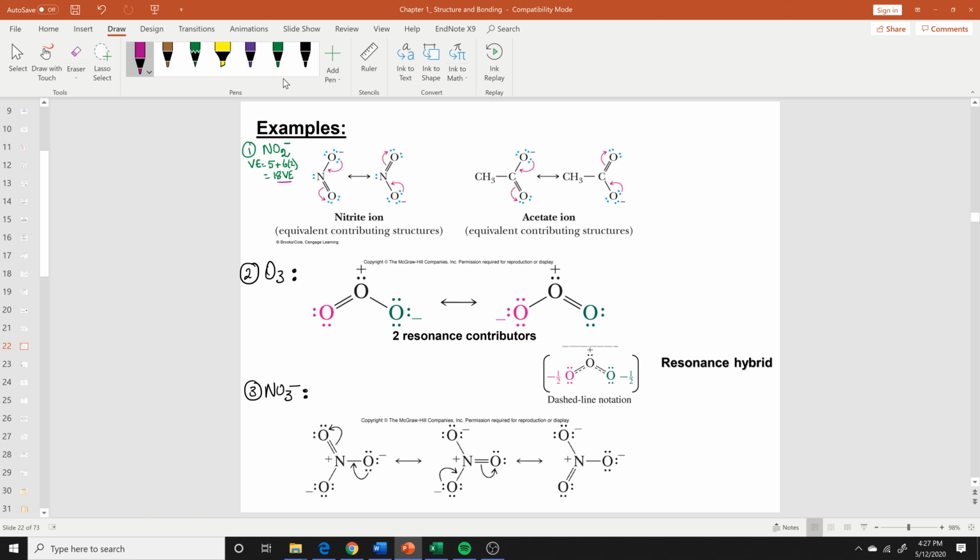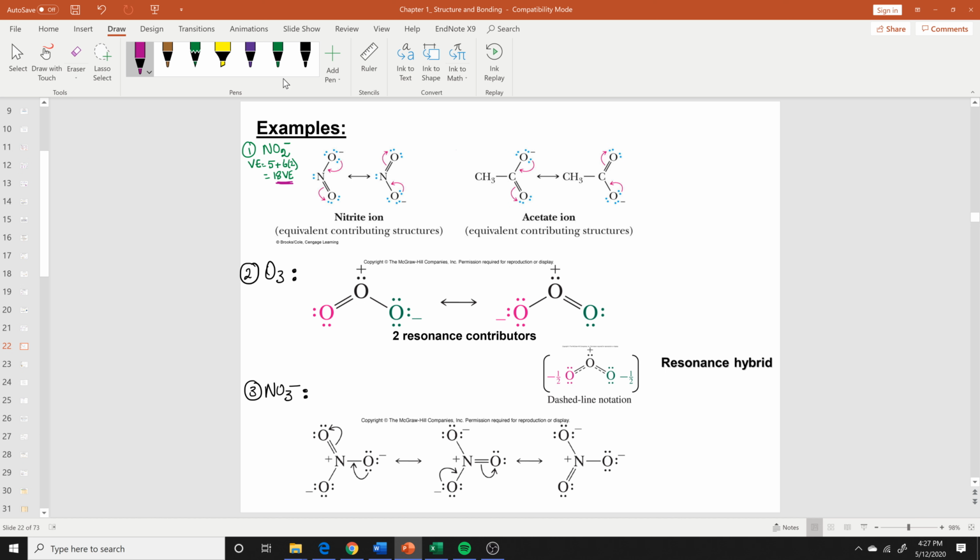Make sure that you have the total number of electrons. You have 18 valence electrons: 1, 2, 3, 4, 5, 6, 7, 8, 9, 10, 11, 12, 13, 14, 15, 16, 17, 18. So all you need to do, again, is draw the Lewis structure in one form, and in case you can do resonance, do the resonance to get the other Lewis structure.